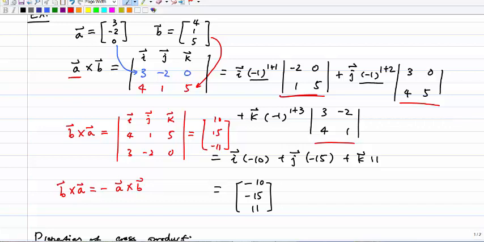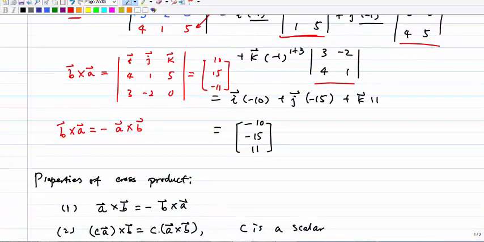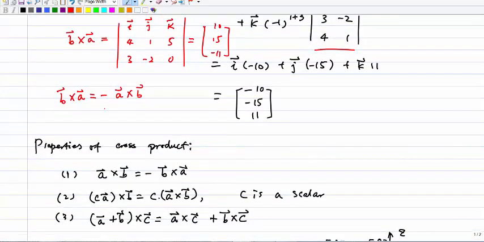All right, let's talk about the properties of the cross product. The first property is that A cross B is the negative of B cross A. Why is that the case? You can infer this from the physical meaning: the magnitude does not change and the direction changes to the opposite direction.